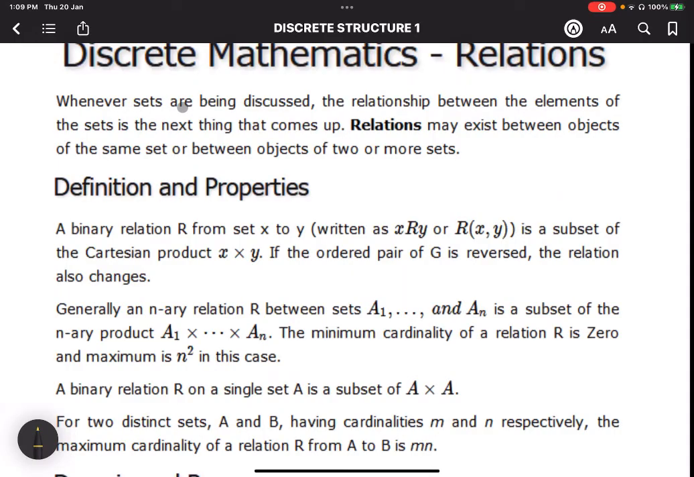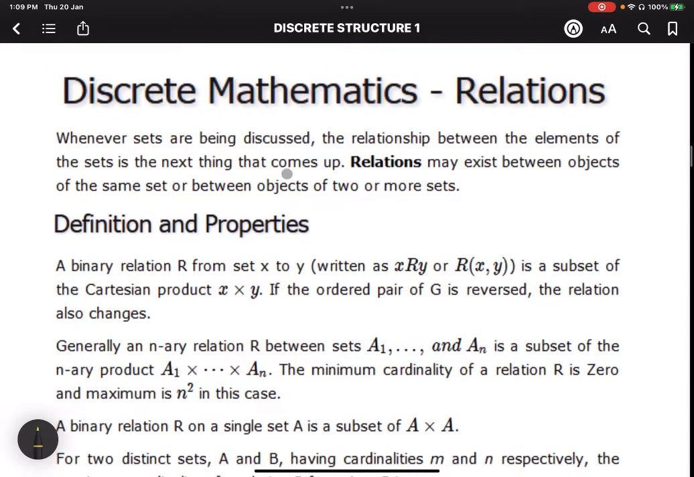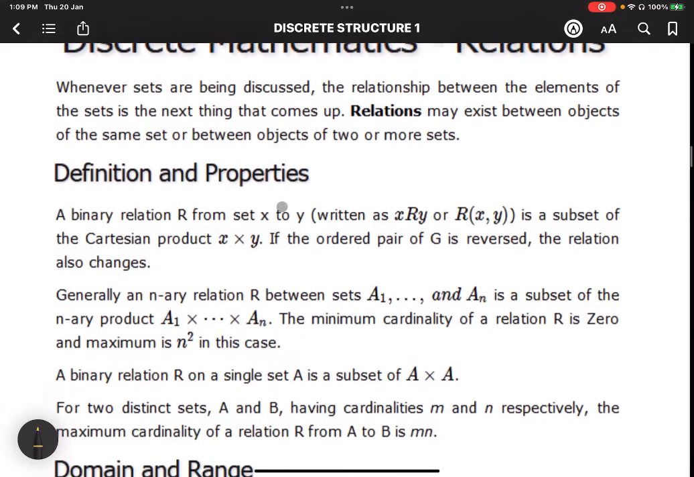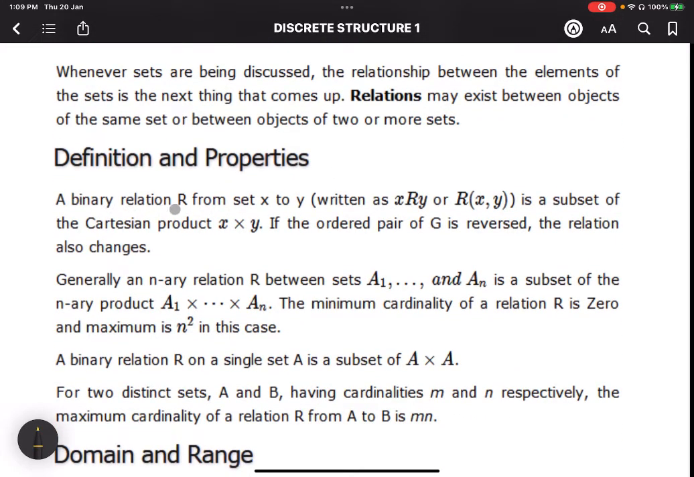Whenever sets are being discussed, the relationship between the elements of the sets is the next thing that comes up. Relations may exist between objects of the same set or between objects of two or more sets. Definition and properties: a binary relation R from set X to Y is written as XRY, or R(X, Y), and is a subset of the Cartesian product X times Y.